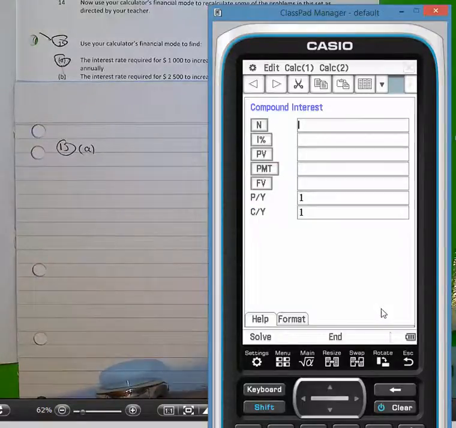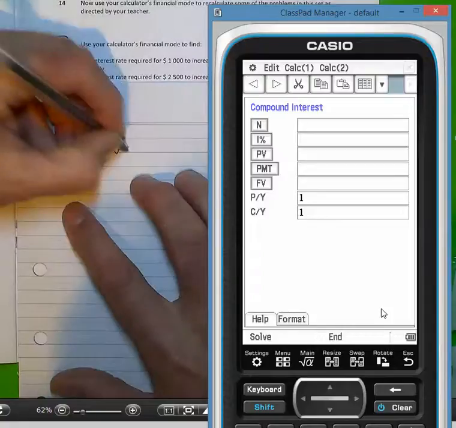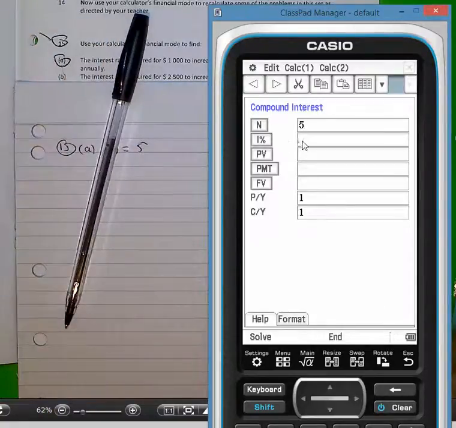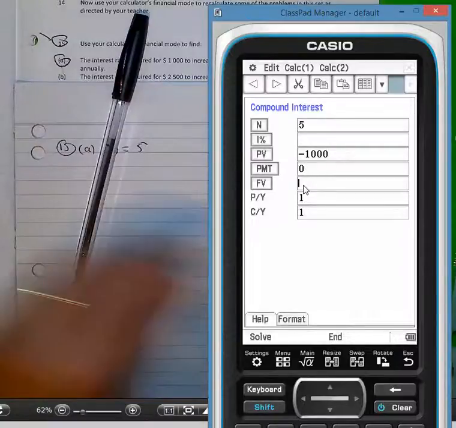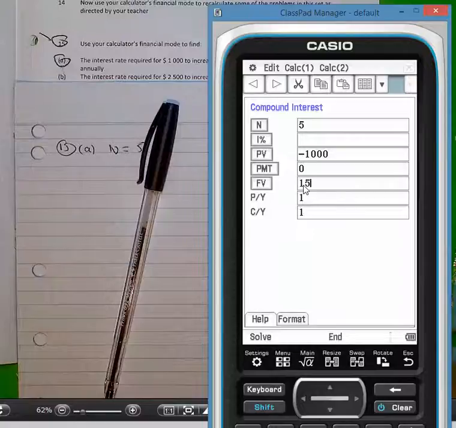Let's just start this. So in the first instance, I've got 5 years. So I'll enter n is equal to 5. The interest rate's what I'm after, so I'll leave that blank. Now the present value. Now when I enter this, this is like money out of my pocket. So I go negative 1,000. I don't have a payment in this situation. Future value, well, I want this money to grow, to be in my pocket, to grow to 1,500.